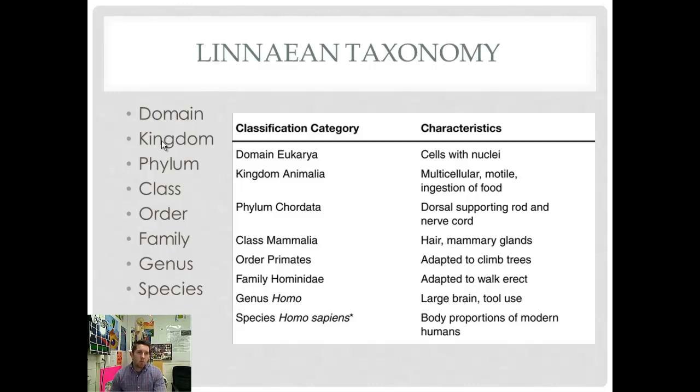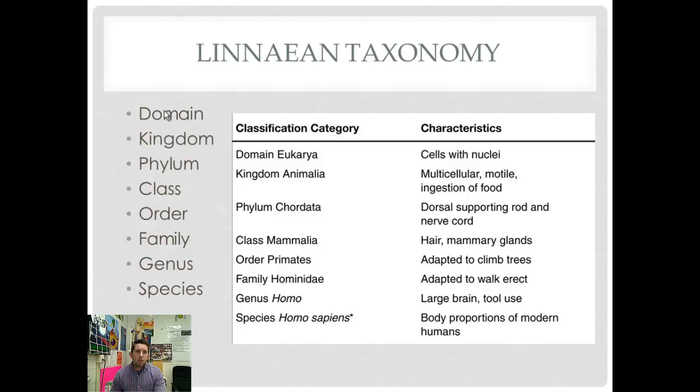Here they are. Most broad and most specific. All of life falls into one of three domains. We've talked about these domains already. Eukarya, archaea, and bacteria. And then there are the 6 kingdoms. There are numerous phyla and even more classes, orders, families, etc.